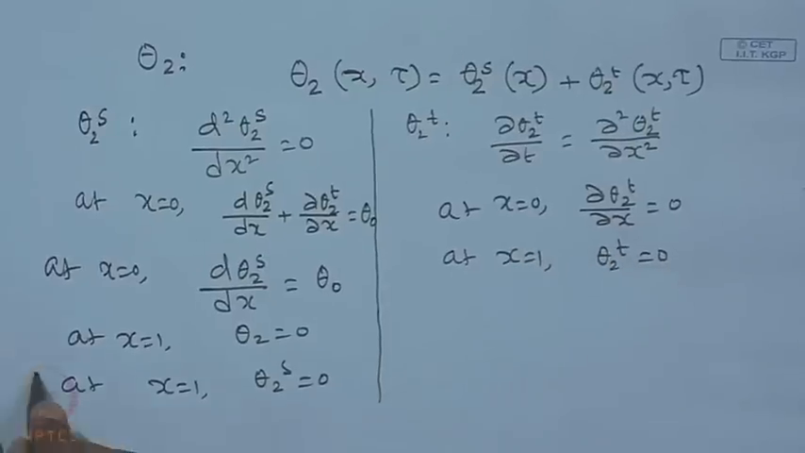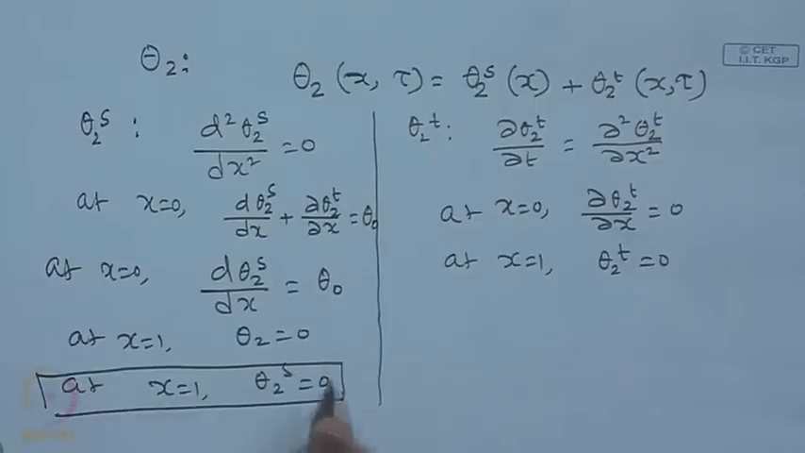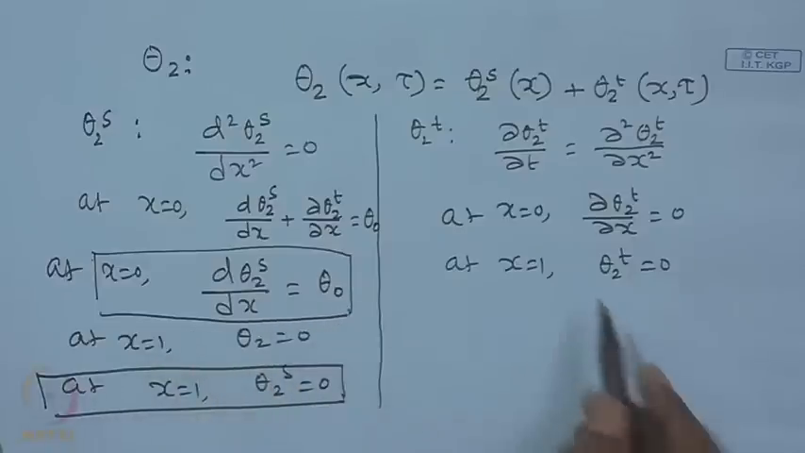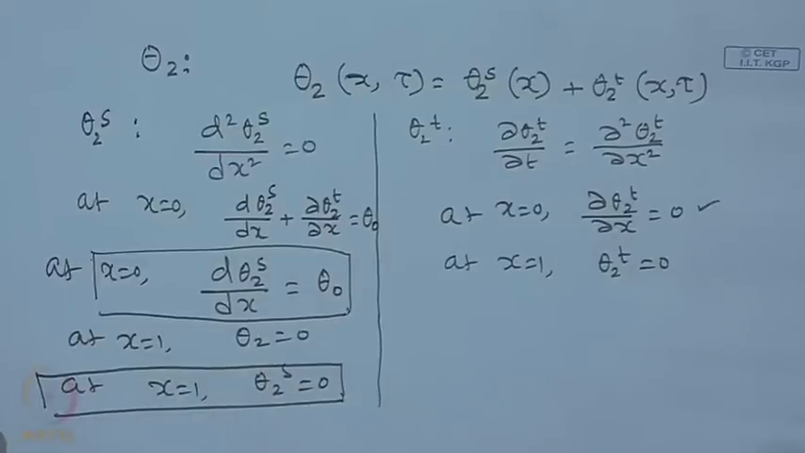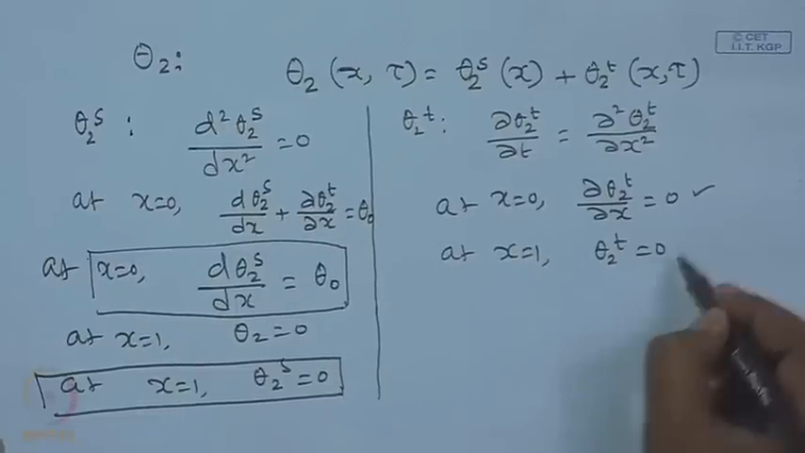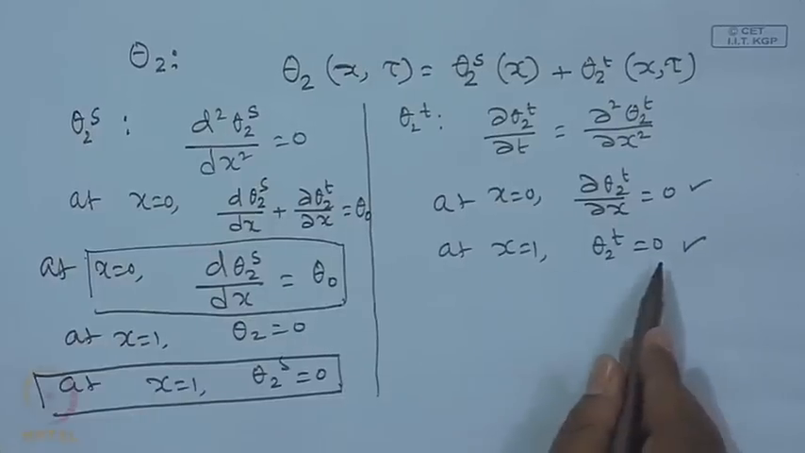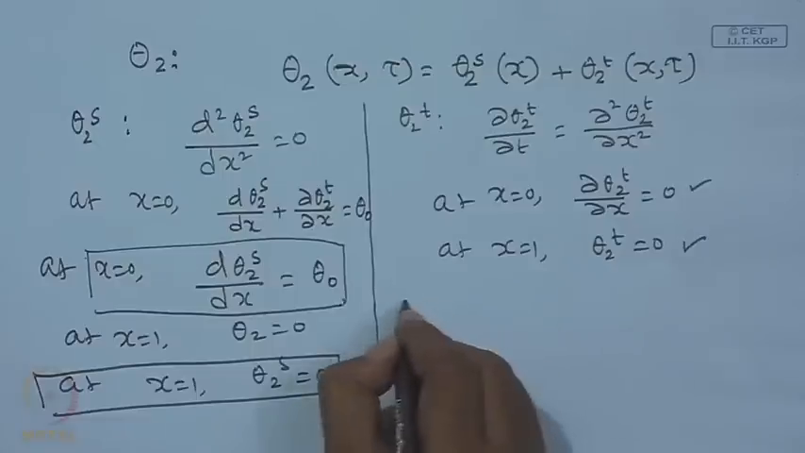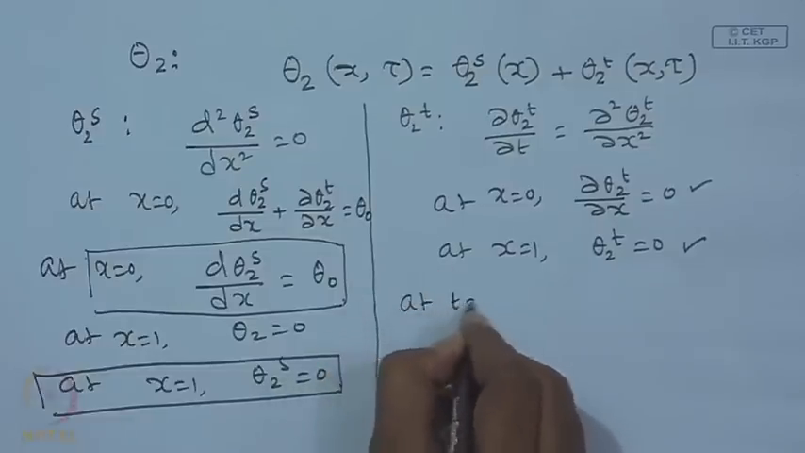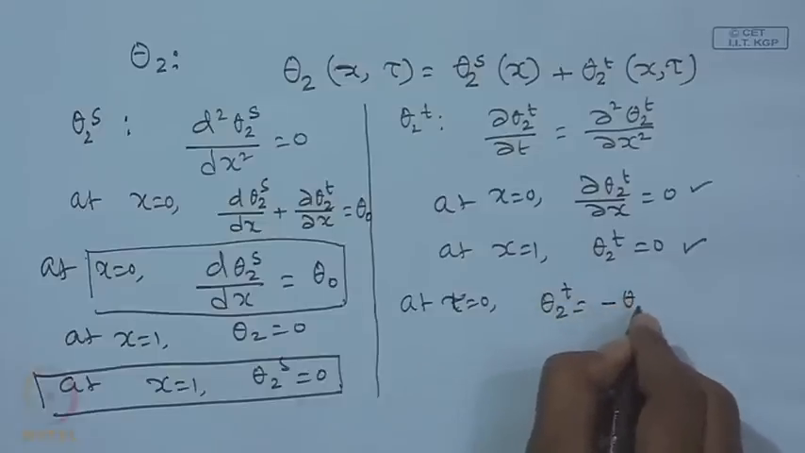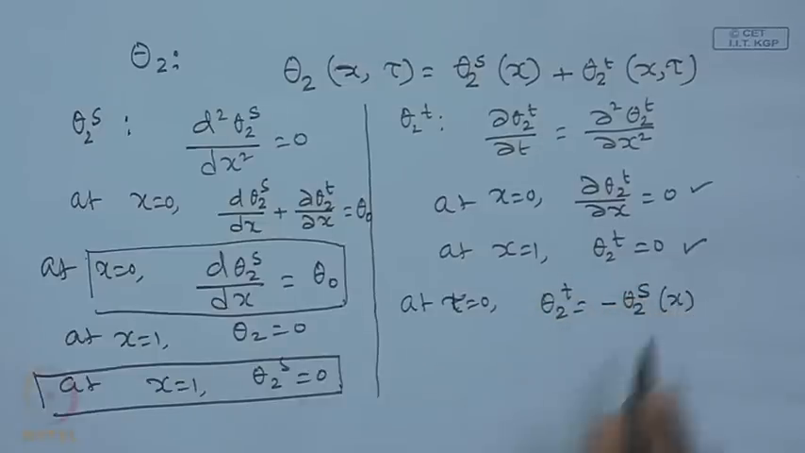So, the boundary condition at x equal to 1 becomes homogeneous. The boundary condition at x equal to 0 for the steady state part is non-homogeneous. On the other hand, the boundary condition of the time varying part at x equal to 0 becomes homogeneous, and at x equal to 1 also becomes homogeneous. So, what is the initial condition of the time varying part? At t equal to 0 or τ equal to 0, θ2t will be nothing but minus θ2s, which is the solution of the steady state part.